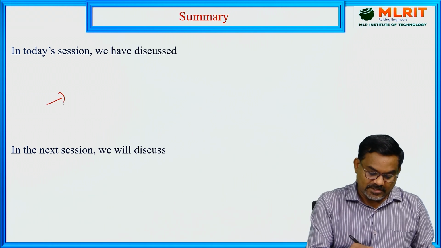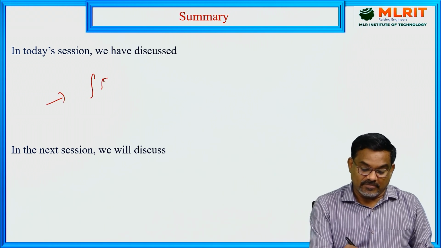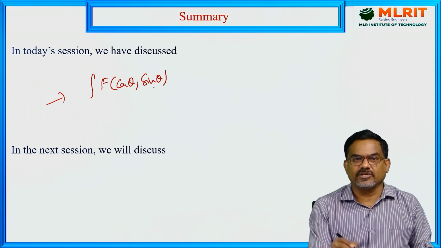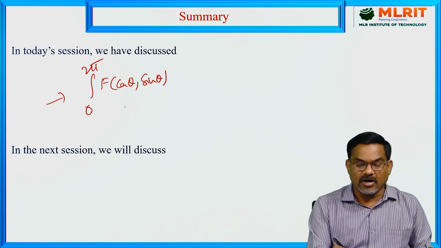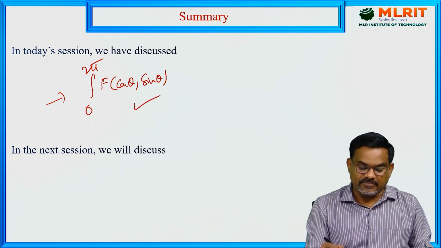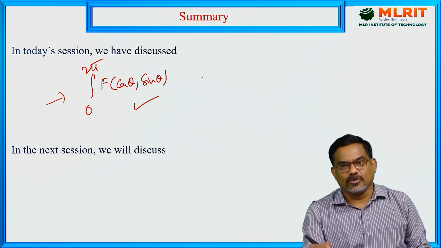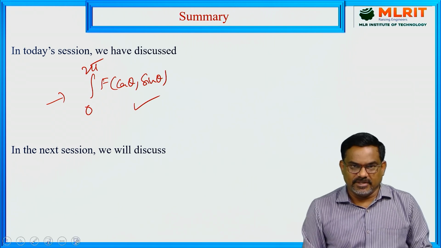So in today's session, we have discussed a method of finding the line integral of a function involving trigonometric functions, from 0 to 2 pi or 0 to pi. If you calculate from 0 to 2 pi, then divide it by 2 to find from 0 to pi. This is for today's session, and we will meet in the next session. Thank you.